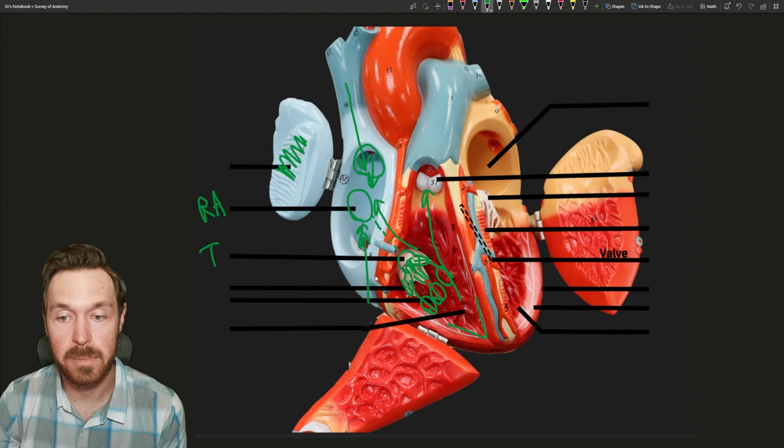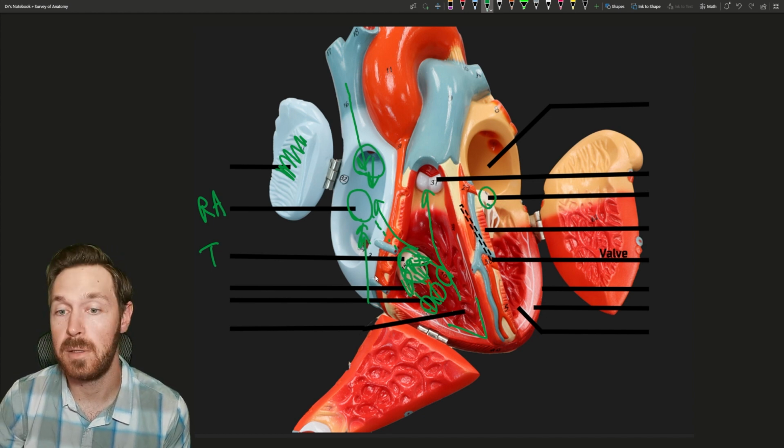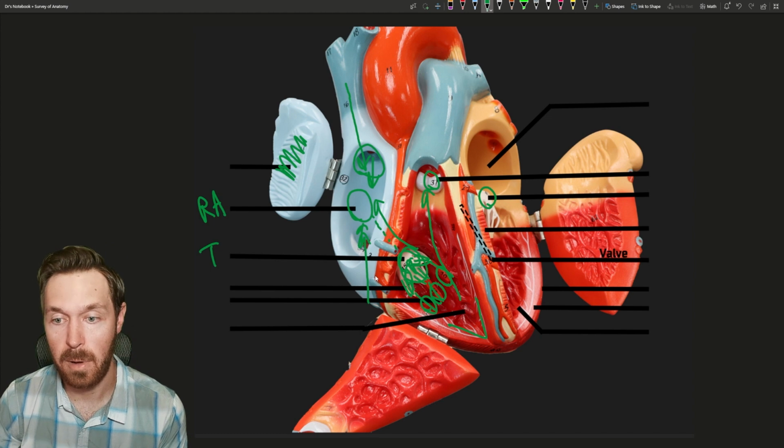So that's that lub-dub sound you hear. The lub is the closing of these two valves, and then the dub sound is the closing of the pulmonary and aortic valves in here as well.